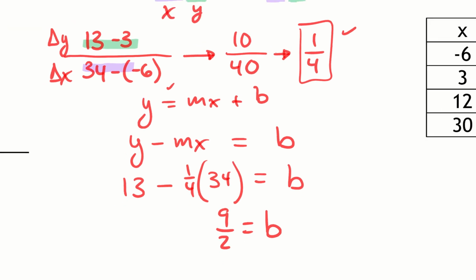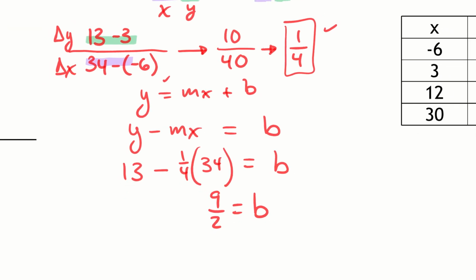So I have everything I need to know. I know both parameters, and it's not a vertical line, so I can write the equation of the line. It is y is equal to 1/4 times x plus 9/2. Perfect. We now have the equation of the line for C, y equals 1/4 x plus 9/2. And then let's go on to the last one.